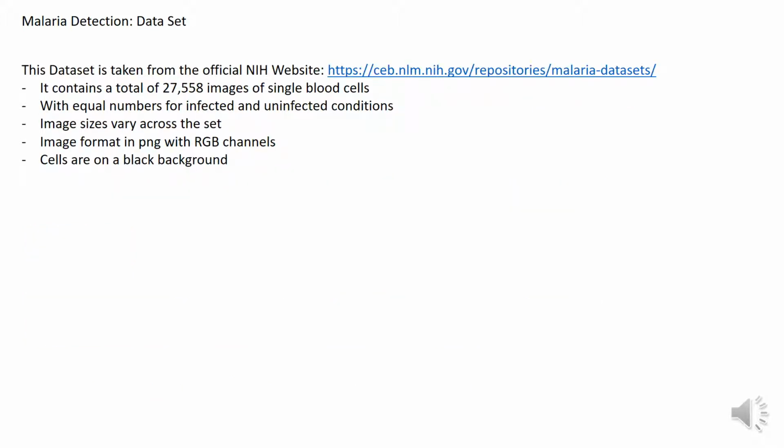The actual data set involved more than 27,000 images of blood samples of single blood cells, with equal numbers of infected and uninfected conditions. The image sizes varied across the sets, and images generally were saved as PNG files with RGB channels, and cells were photographed on a black background.